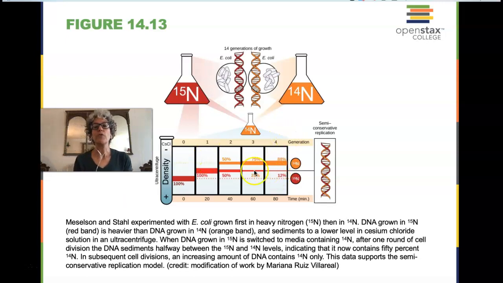So we end up with less and less, a lower and lower percentage of the heavy nitrogen DNA because we only did one replication in the presence of that heavy nitrogen. Every subsequent replication was only in the presence of the 14 nitrogen. And that was what provided the evidence that our DNA replication is semi-conservative. We conserve one original strand but get one new strand every single time that DNA replicates.